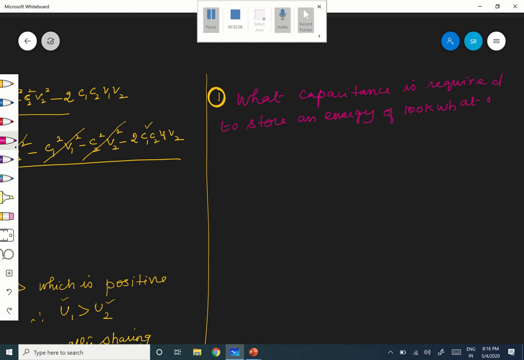Okay, at a potential difference of 10 power 4 volt. See, what capacitance is required to store an energy of 100 kilowatt hour, okay, at a potential difference of 10 power 4 volt. Okay, you are asked, what are all the things given first. Energy is given. Okay, what is energy? Energy is equal to, let me go for some other color.